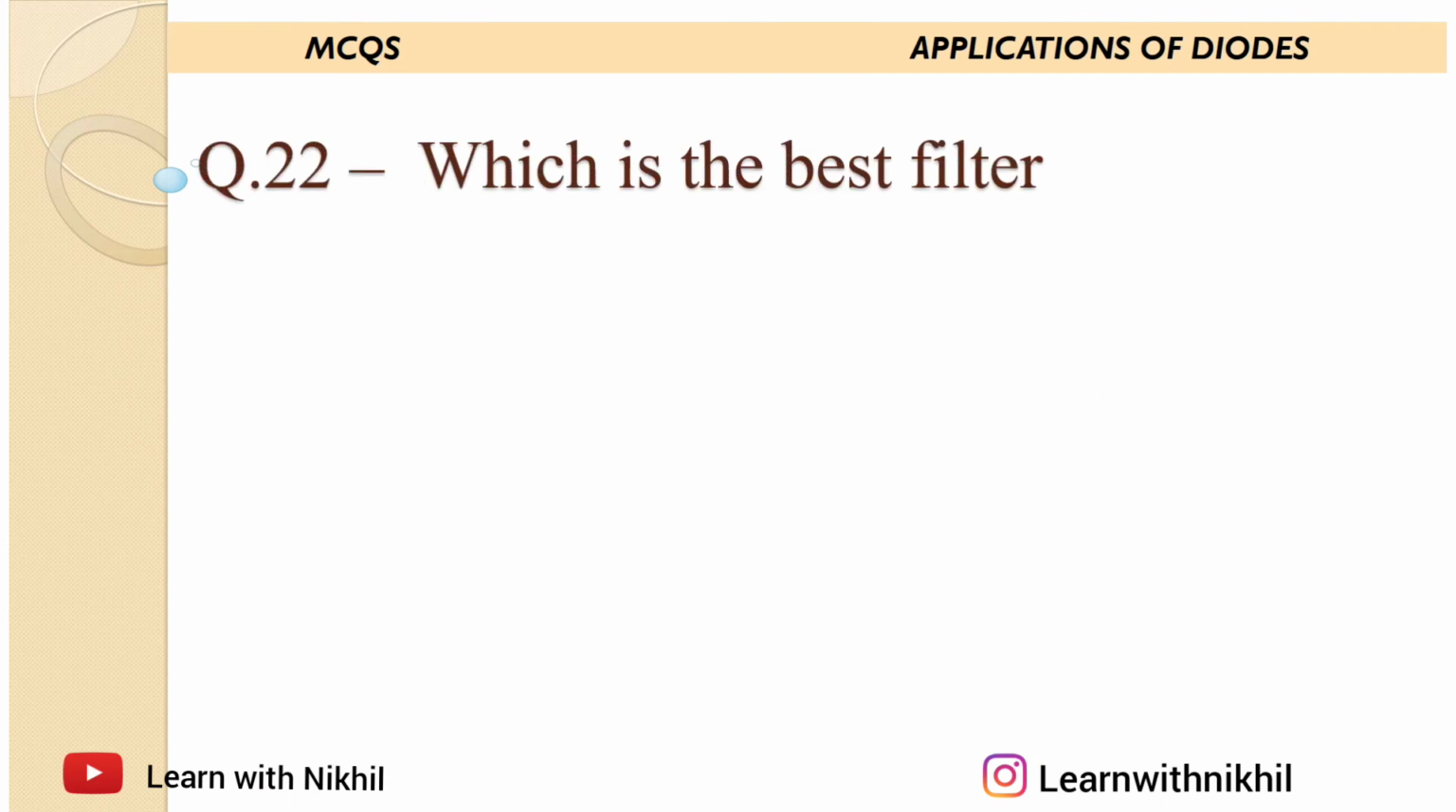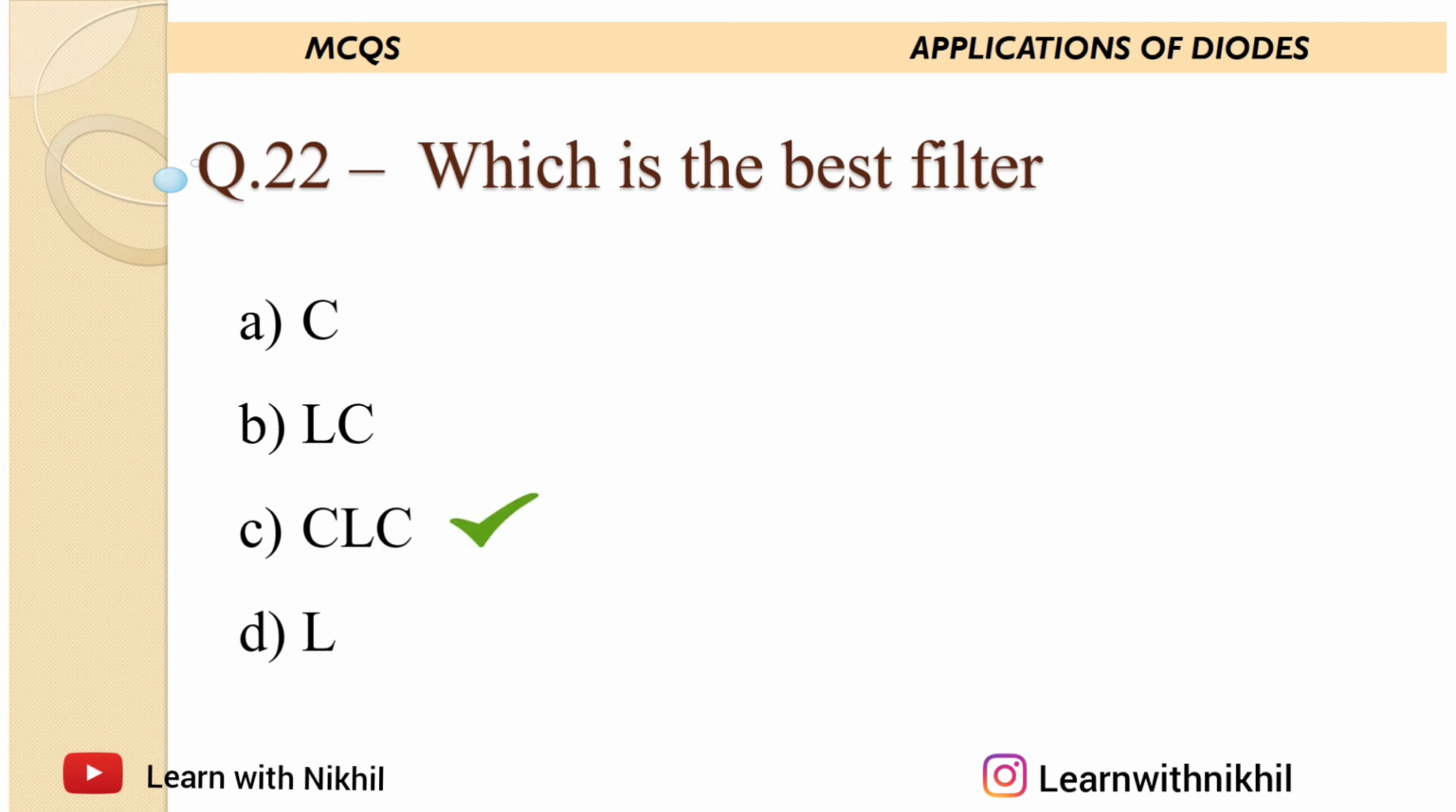Next question, which is the best filter amongst all? A. Is it a C filter, that is capacitor filter? B. Is it an inductor and capacitor filter? C. Is it a CLC filter or pi filter? Or D. Is it an inductor filter? And the right answer is, it is CLC or pi filter.